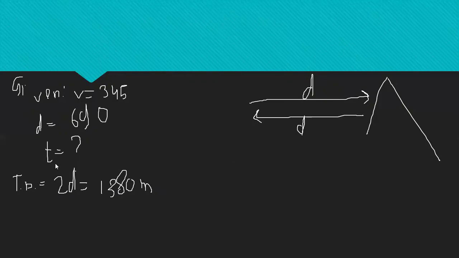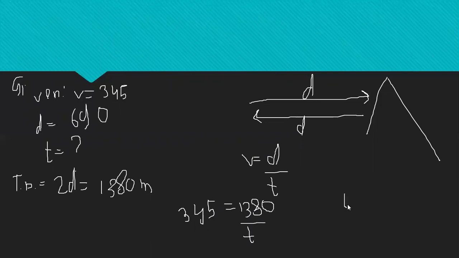So we have to find time, so the solution is easy. v equal to d by t, meaning velocity equal to distance upon time, and 345 equal to 1380 by t. So t will be 1380 by 345, and when you solve this you will get the answer to be 4 seconds.